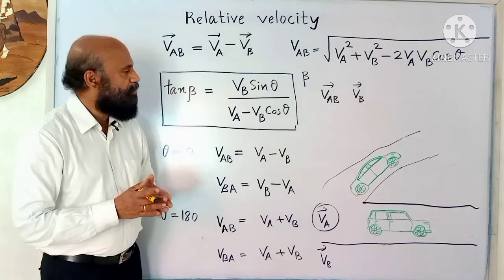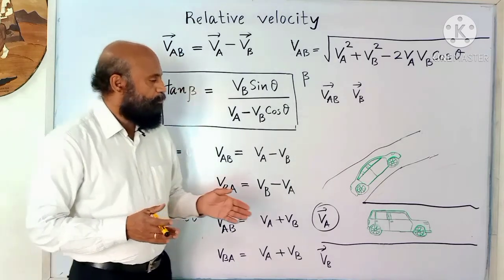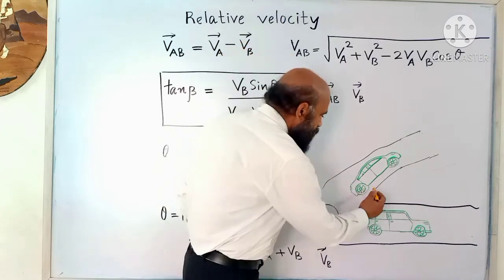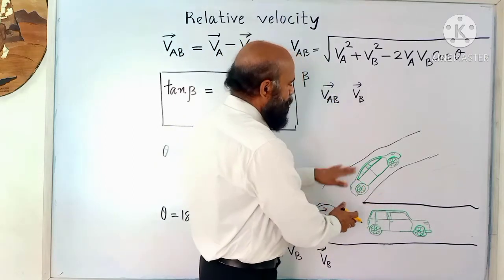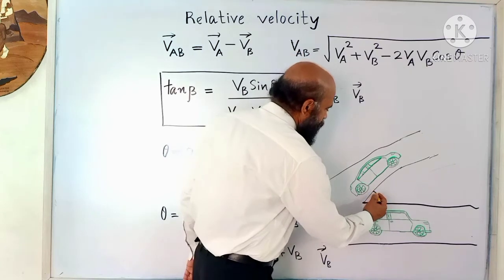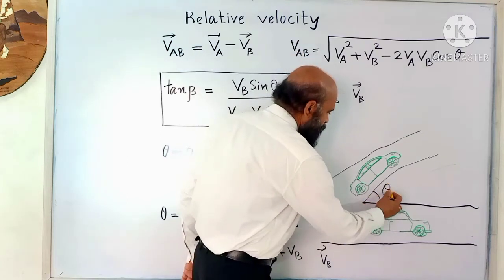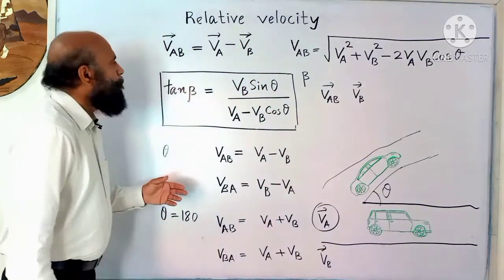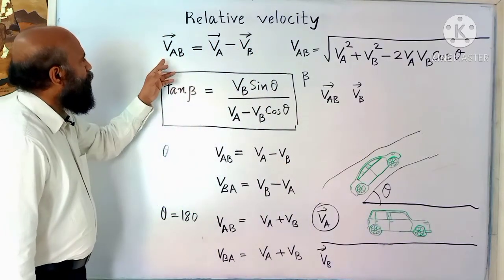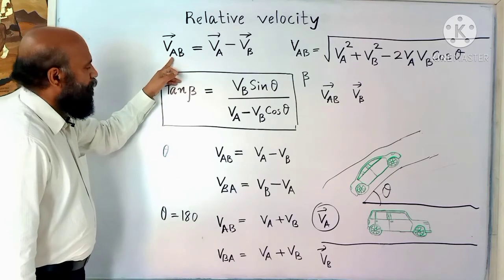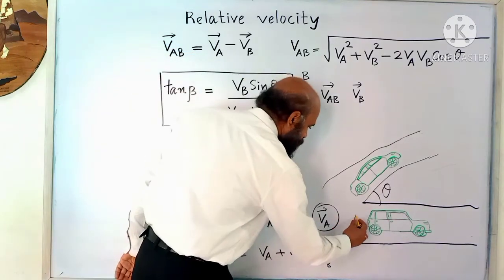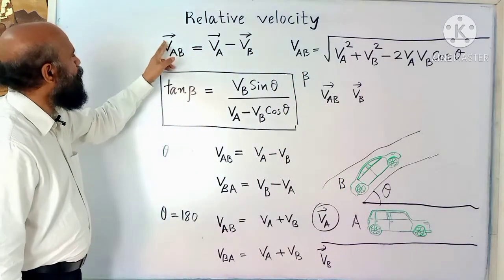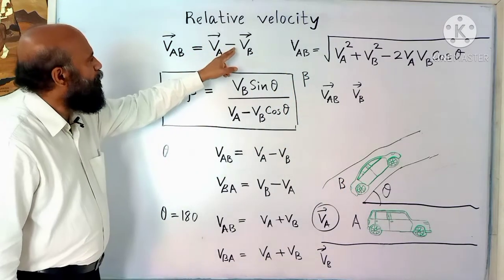Let us see the relative velocity when bodies are moving in different directions making an angle theta. Here two cars are moving in different directions making an angle theta between their directions. Then the relative velocity of car A with respect to car B is the vector VAB, that is VA minus VB.